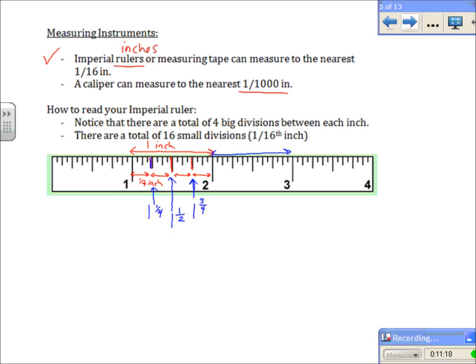We can also, another way to measure something, I'm just going to come over here to a nice fresh inch. So here's another inch. Okay, so from 2 to 3 inches, that's also equal to an inch. Each one of these, if we count how many small divisions there are, there are actually a total of 16 small divisions.